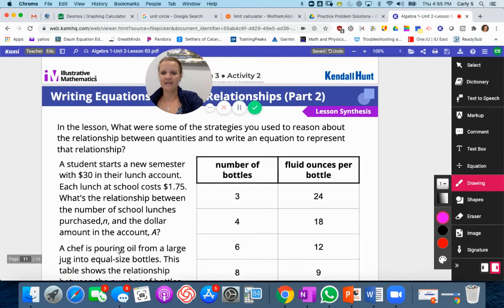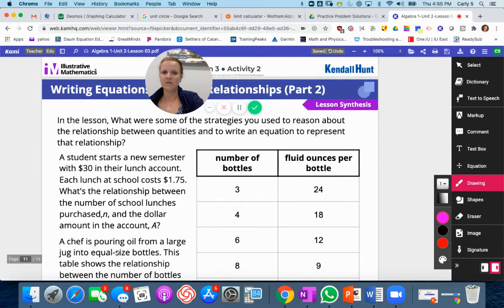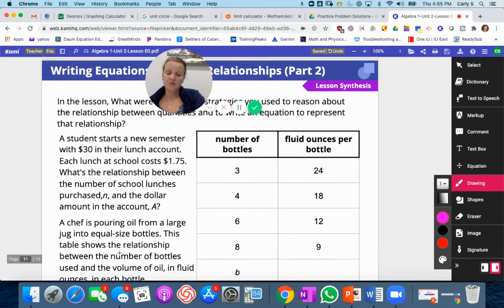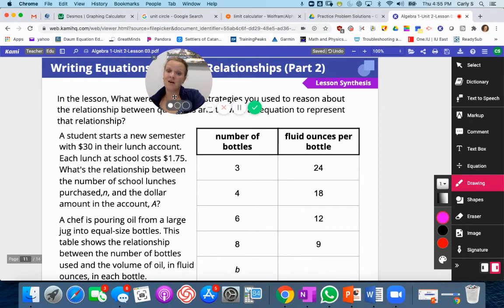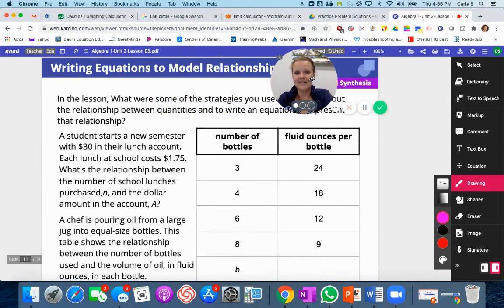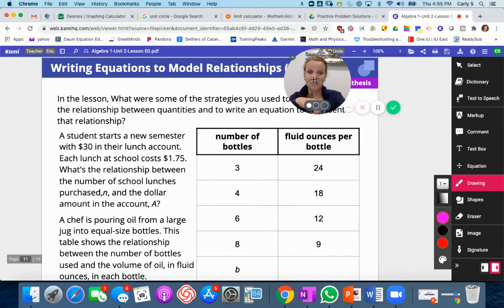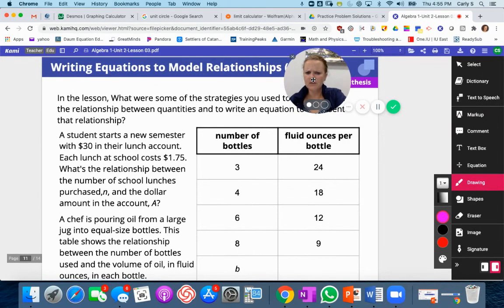Last bit. In the lesson, what were some of the strategies you used to reason about the relationship between quantities and to write an equation to represent that relationship? We looked at the data and we tried to find a pattern. Sometimes, what did I do? I took a break from that problem and then I went back to it when I figured it out. So we tried to find the pattern.